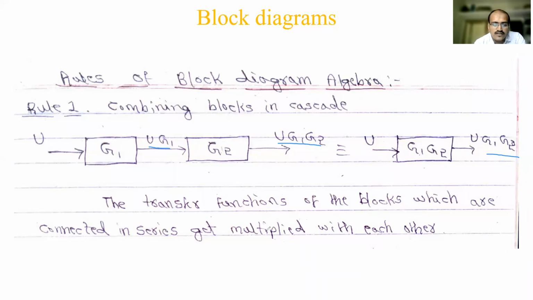Hope you understood this. We'll use it in problems, and then you will understand this better. To prove this, the pictorial and explanation are shown here. The first rule is, if blocks are in cascade, we just multiply their individual transfer functions.